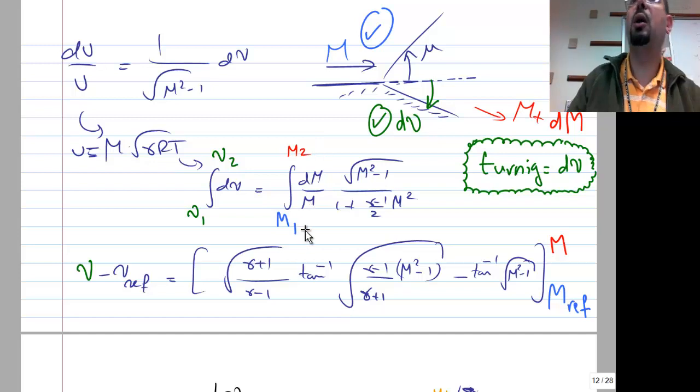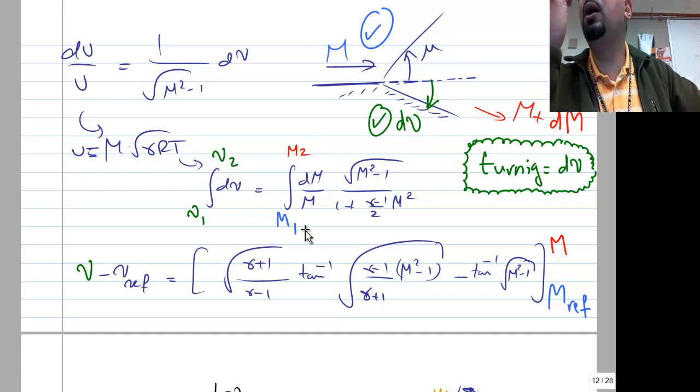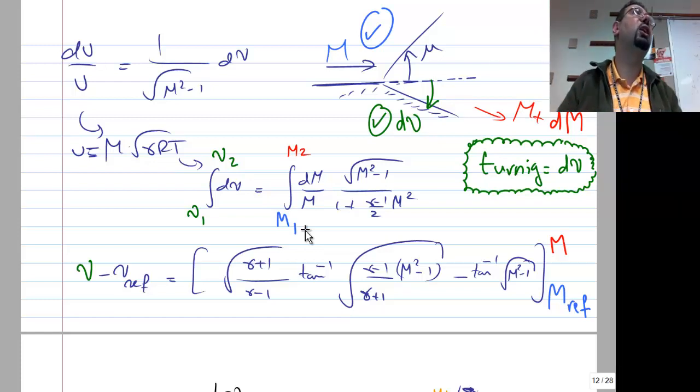Right? So if you ask me what is nu1, can you show me where is nu1? I can't. There is no nu1 in this drawing. But nu1 is the angle associated with M1, and nu2 is the angle associated with M2, and the difference between them is the turning. Alright?